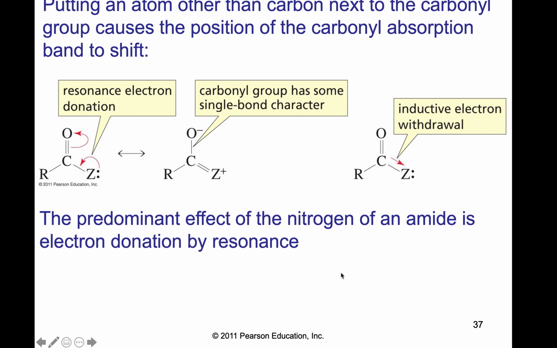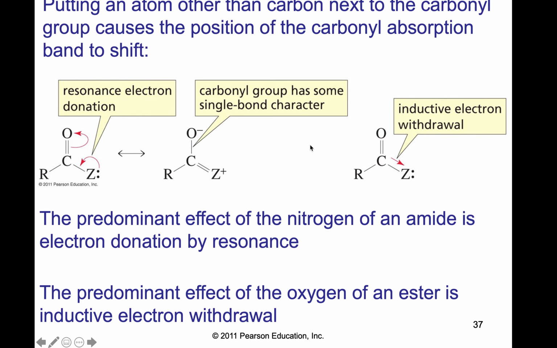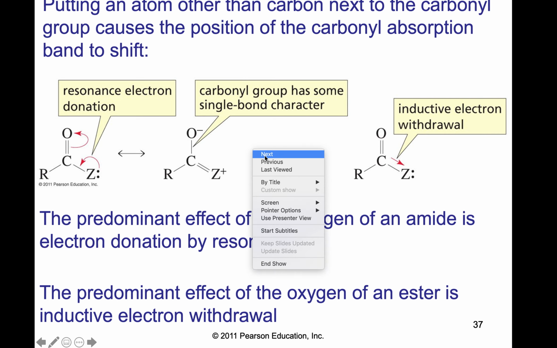The predominant effect of the nitrogen of an amide, that's when you have Z as nitrogen, is electronic donation by resonance. Nitrogen apparently will share its lone pairs in resonance, giving you carbon-Z double bond, resonance contributor 2, and more single bond character for CO. The predominant effect of the oxygen of an ester is inductive electron withdrawal. Oxygen does not want to share as readily. It's more electronegative, so you're not going to be getting any of this delocalization that you're seeing with Z equal nitrogen.